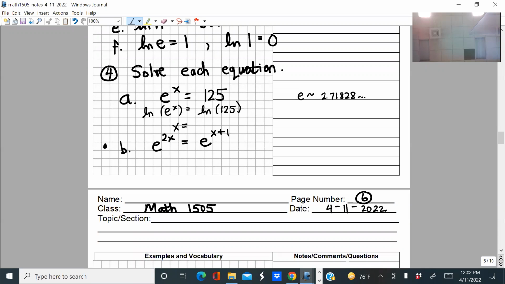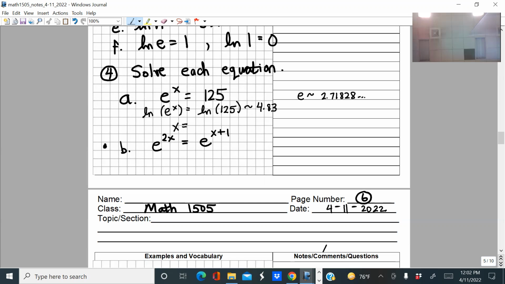Now our calculators will do this for us very nicely. So you can use your calculator now. You don't need a table of values to compute natural log of 125. What does your calculator say that is, by the way? 4.83? Okay, so approximately 4.83. Now, but what about the left-hand side?